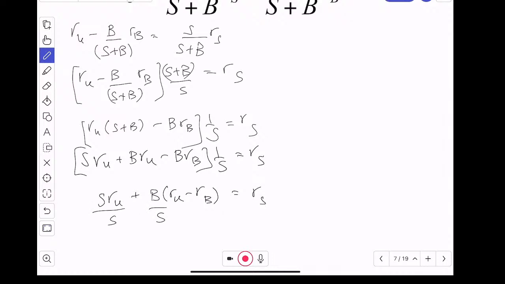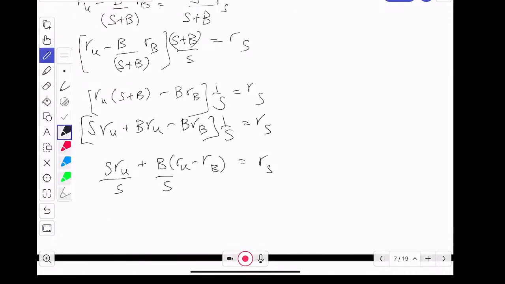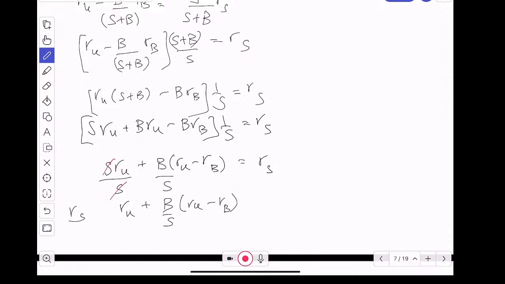Divide by S. All right. So that gives you RU, because these cancel, plus B over S times RU minus RB, and all of this is RS.